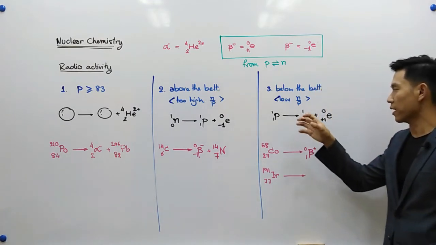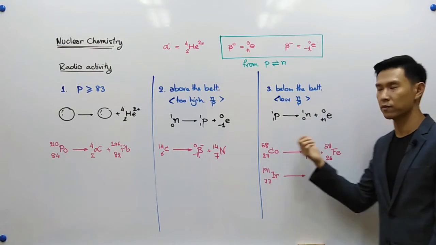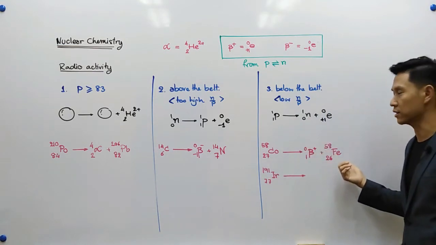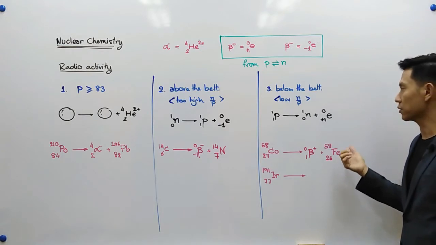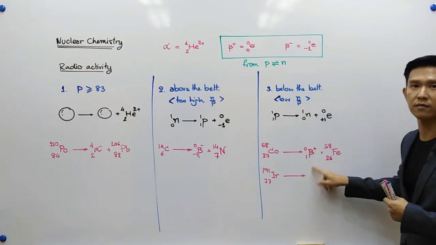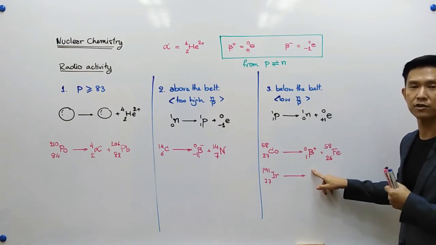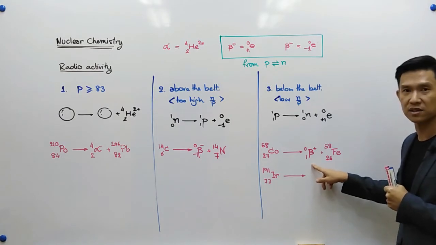Now, from a high energy nucleus, you have a stable, lower energy nucleus here. That means the energy level is decreasing. So the extra energy goes with the positron. That means your positron is kicked out.